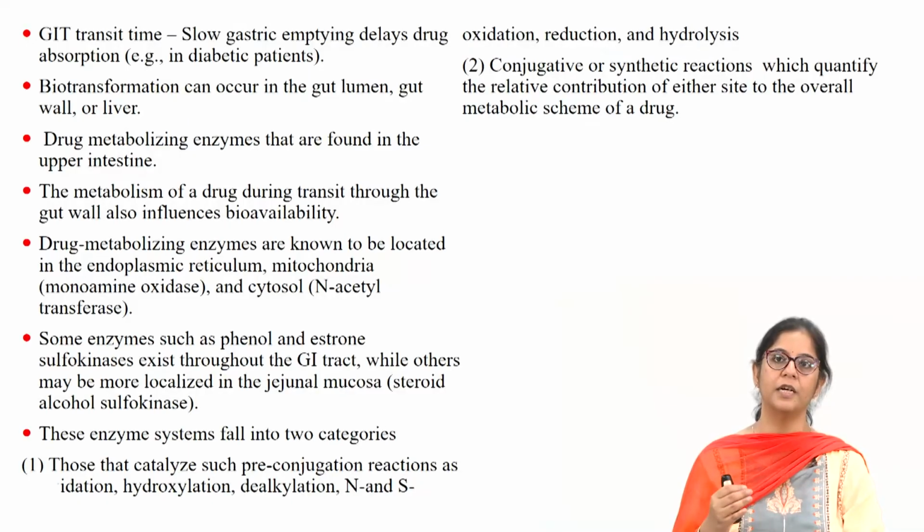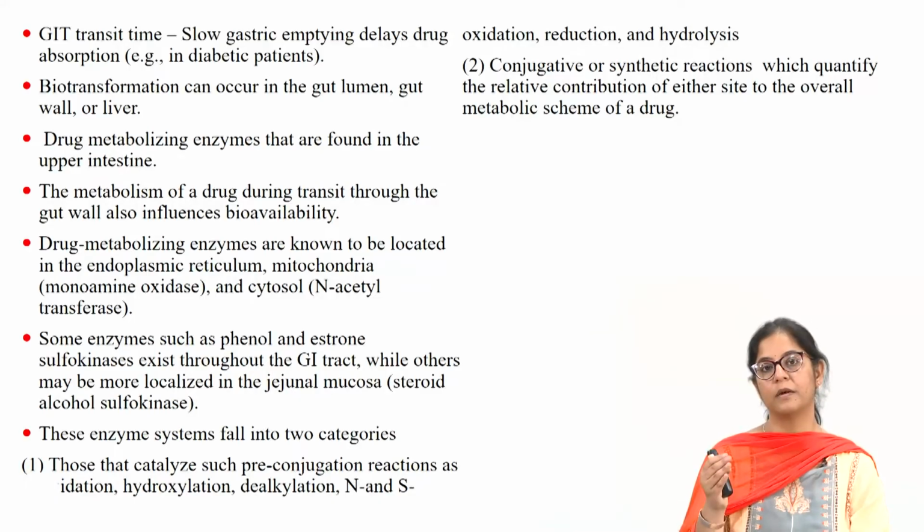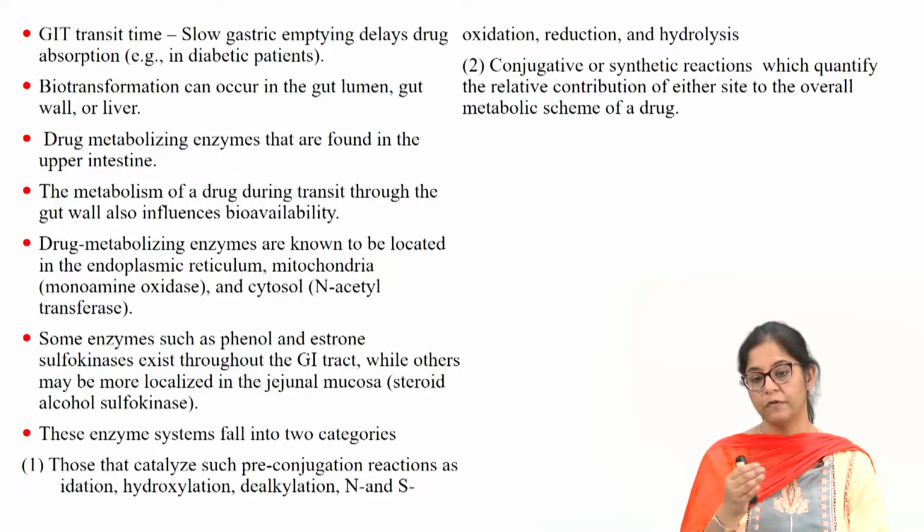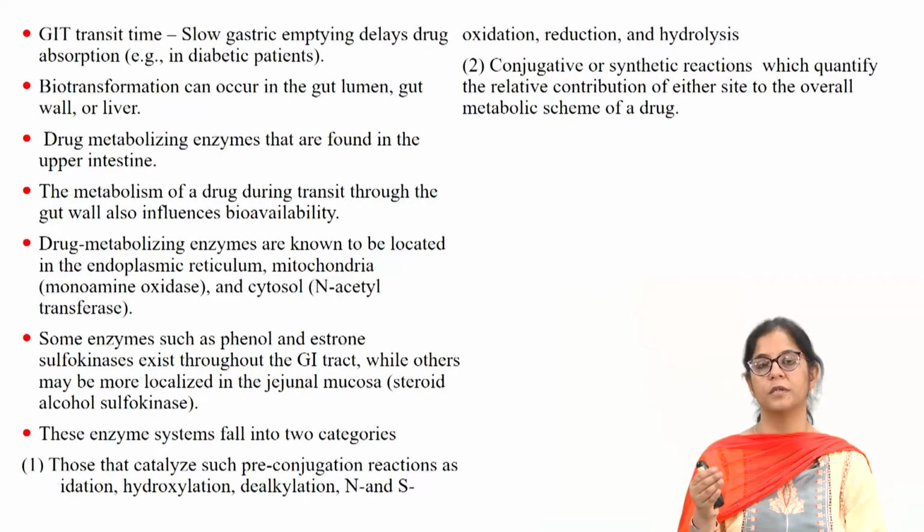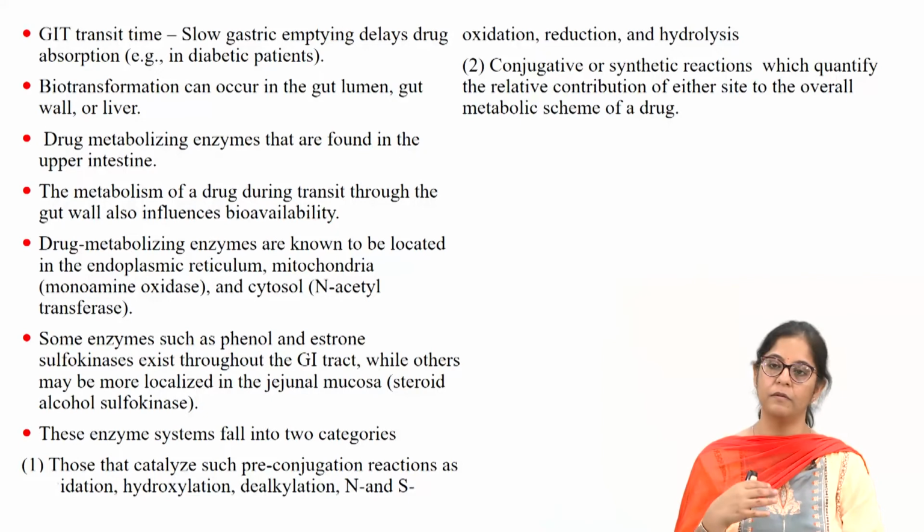Then comes the GI transit time. Slow gastric emptying delays absorption, for example in a diabetic patient. GI transit time, that is, the rate at which or the time for which the drug stays in the body, is important. It can work both ways.